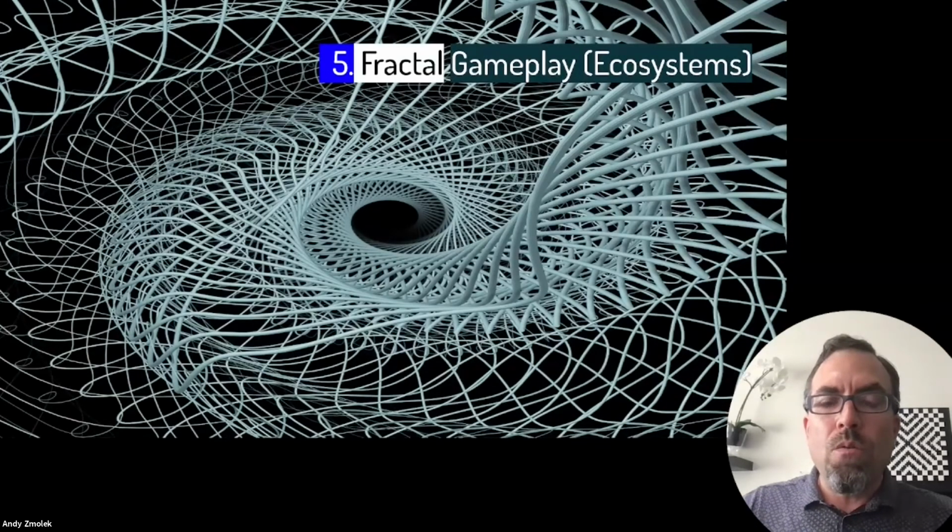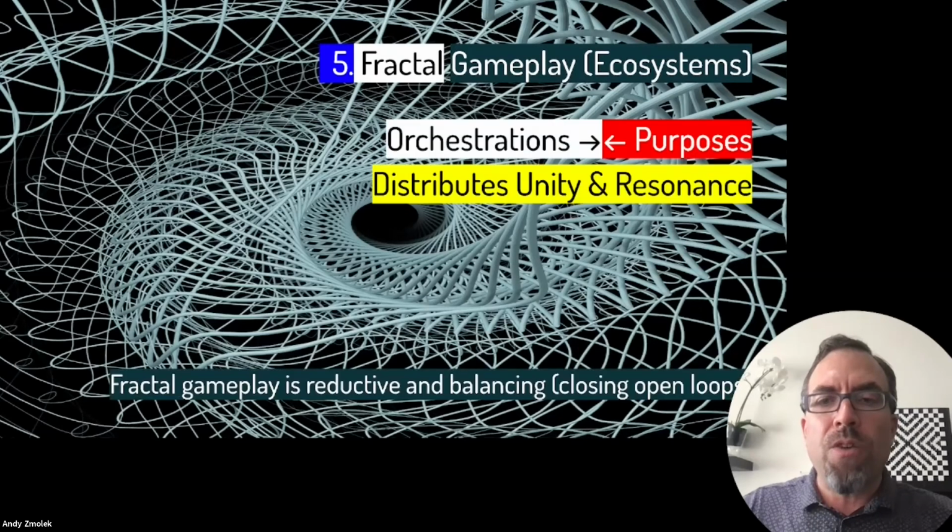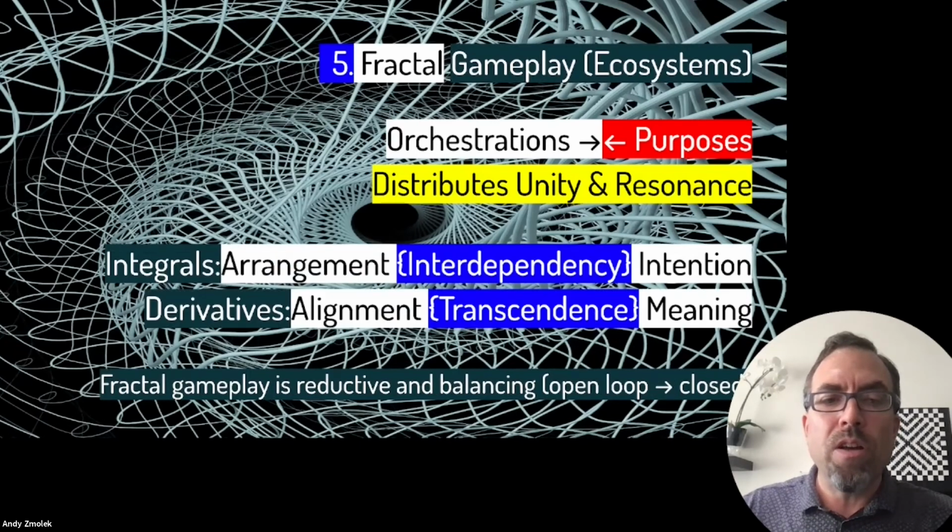So where do we go next? What is everybody worshiping? It's fractal gameplay. It's where we're taking purposes and programming purpose with orchestrations. And what are we distributing? Unity, right? It either exists or it doesn't, but the amount of resonance that exists there is variable. How much resonance can we create?